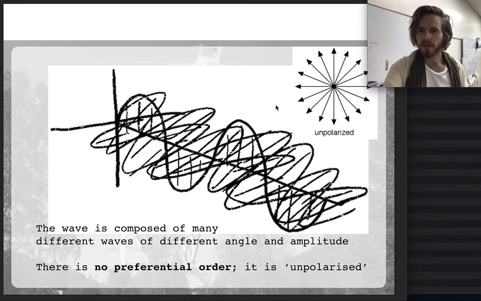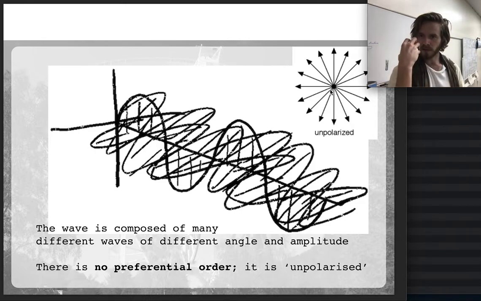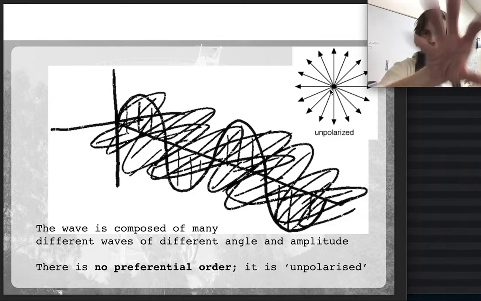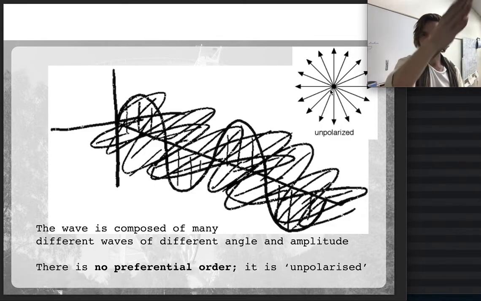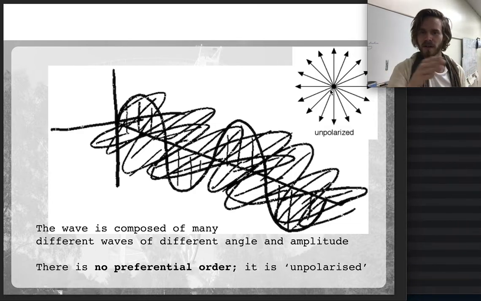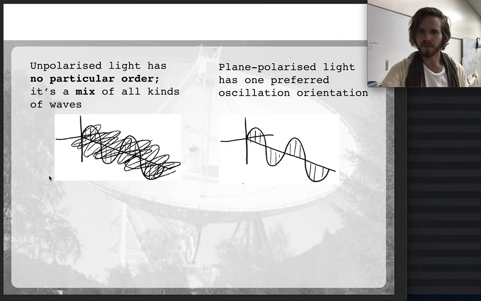So if this wave were coming towards you, instead of being vertically polarized or horizontally polarized or something in between, it's doing all of the directions with no particular preference, and it would look like this. So these arrows would represent the electric field directions of the incoming wave. So this would be the case for an unpolarized wave.